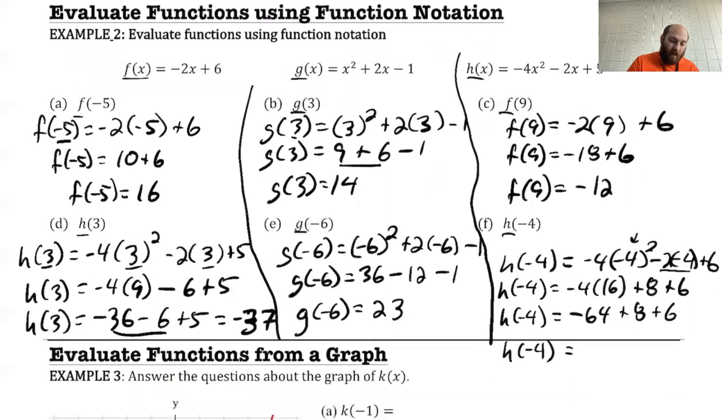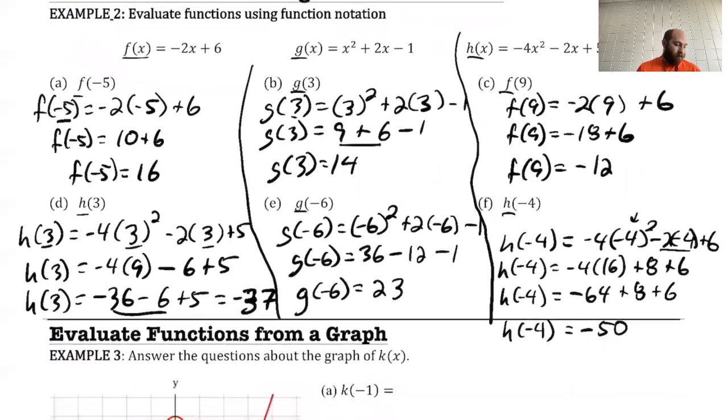Okay, so -64 plus 8 is going to give me -56. -56 plus 6 is going to give me a -50. All right. So that's evaluating it. You're given a function, given an input, plug it in, find your outputs.